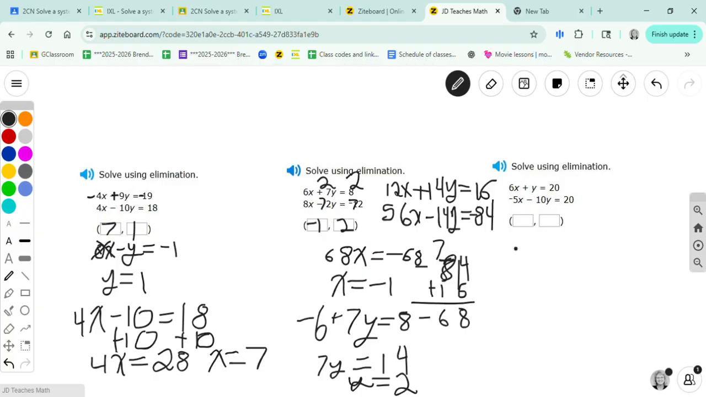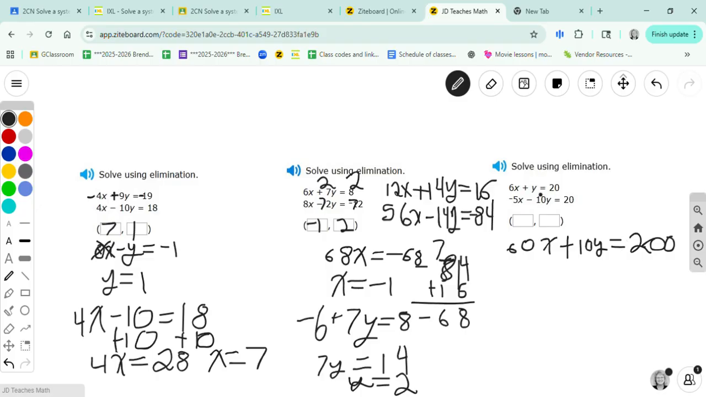So I'm going to times this top one by 10. This time we don't even have to multiply the bottom one by anything. So I get 60x plus 10y equals 200.